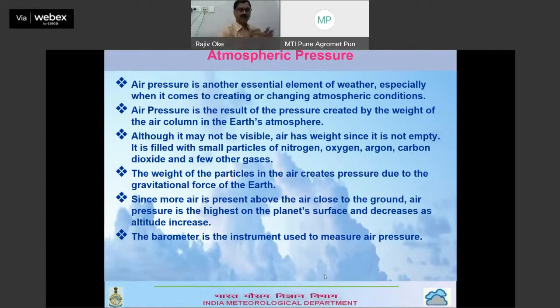Although it is not visible, air has weight since it is not empty and is filled with small particles of nitrogen, oxygen and various gases. The weight of the particles of the air creates pressure due to the gravitational force of the earth. And since more of the air envelope is near the ground, the pressure is highest on the planet's surface and it decreases as we go up in altitude.